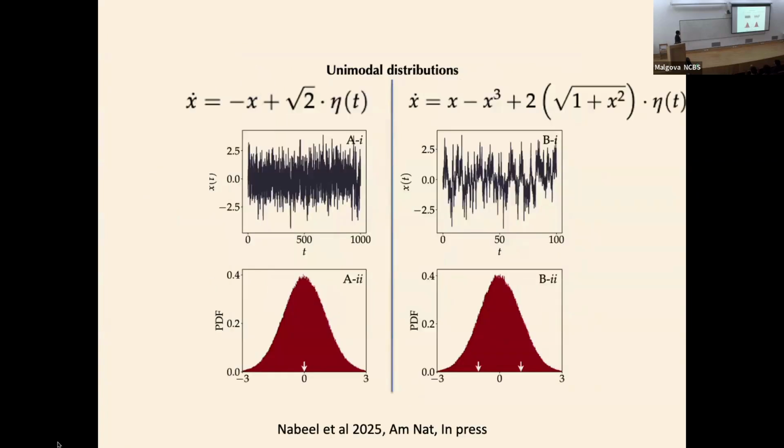In fact, I'll show you this here. This is an example of a unimodal PDF. This is like a standard OU process, and the white arrow represents where the stable state is. But this is actually also an OU-like process with a steady state distribution which is unimodal at 0. But if you look at the equations, the equation actually has two stable states, one at +1, one at -1. But because the noise is somewhat messed up, the result appears the same for very different underlying processes.